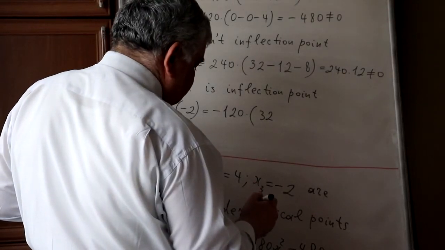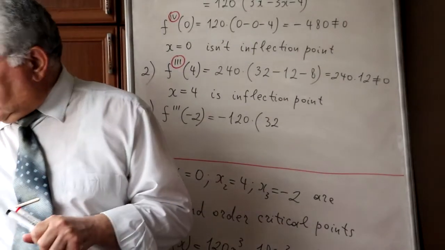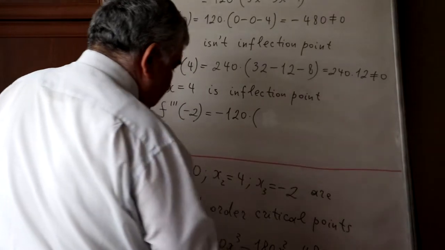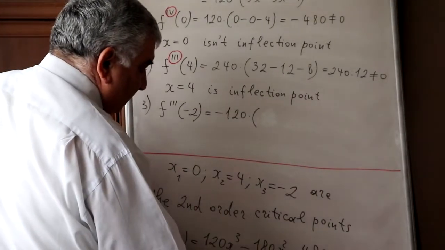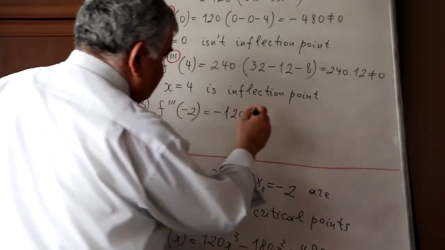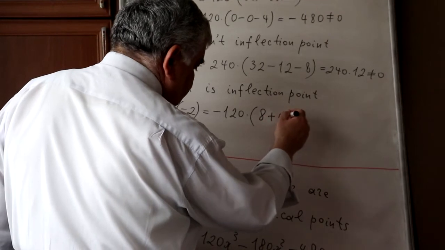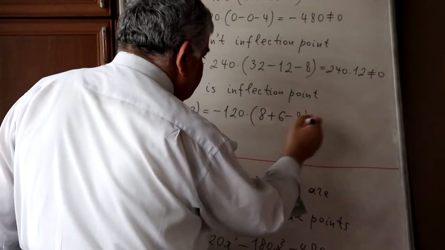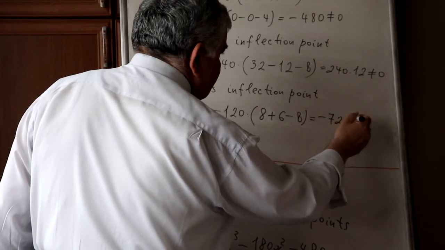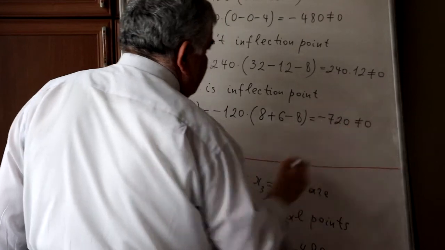It is, multiplied by 8 here, 8, because minus 2 squared is 4. 2 multiplied by 4 is 8, plus 6 minus 8 is equal to minus 720, and it isn't equal to 0.